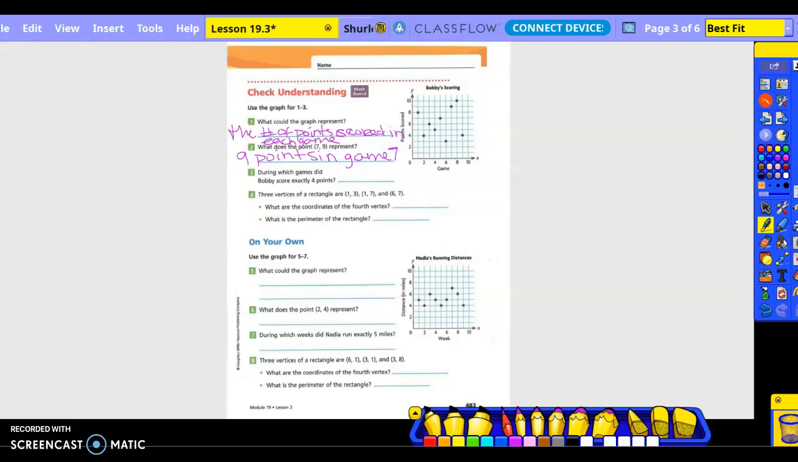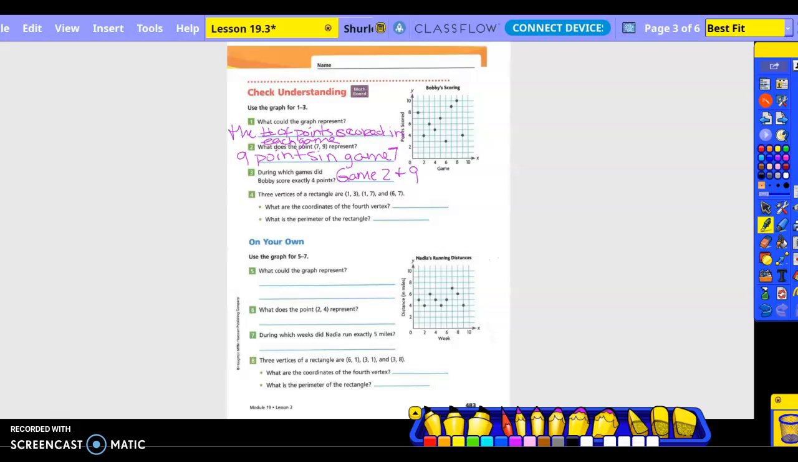Just by Bobby. During which games did Bobby score exactly 4 points? So we're going to go across, we're going to go up the y-axis to 4 and see where there's a dot. So in game 2 and game 9. So we went across on line 4, and then we went down to 2, and then we went down to 9 on the x-axis.